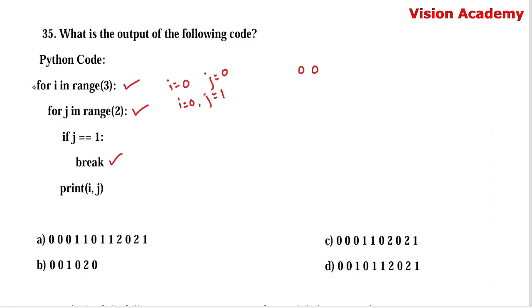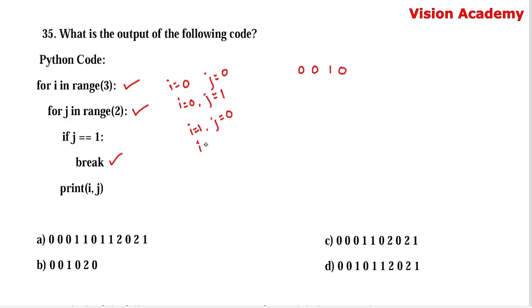Again, control transfers to the outer for loop by incrementing the value of i by 1. Now what is the i value? The i value is 1. Once again, the j value starts from 0. Now you check if j is equal to 1. No, the condition is false, because j is 0. Then the break statement will not get executed. It is going to print the values of i and j. Here the i value is 1, and the j value is 0.